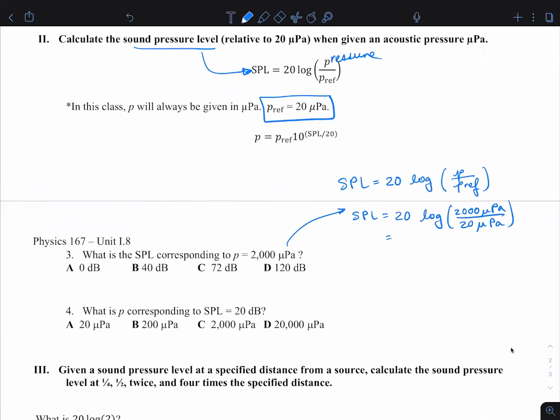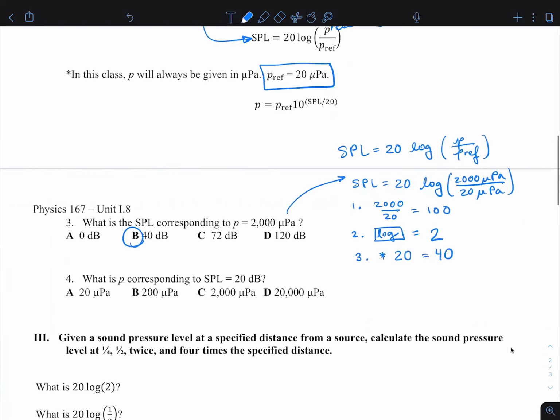I can do it in my head shortcut way, but I'm going to tell you how to do it on the calculator. Step 1, divide 2000 divided by 20. Same units, so that's good news. And there you should get 100. Number 2, press the log button. If you're using your phone, then you might have to turn to landscape mode, but log of 100 should give you 2. And then you multiply by 20, and you will get 40. So that's just to help you see how to go.